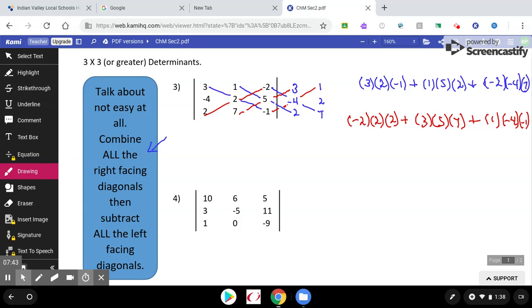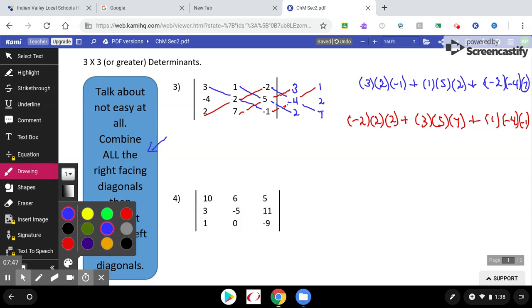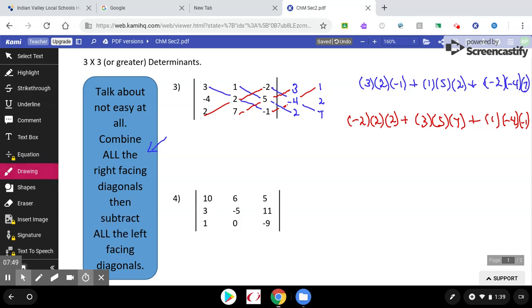So the bad news is it's a lot to set up. The good news is once you have got it set up, you just need to pick up a calculator and do it. So let's see if I can't do this in my head here. So this first one, that guy will be a -6 plus 1 times 5 times 2 is 10 plus -2 times -4 is 8. 8 times 7 is 56. And if I add those up, let's see, 66, that would be 60. Use a calculator.